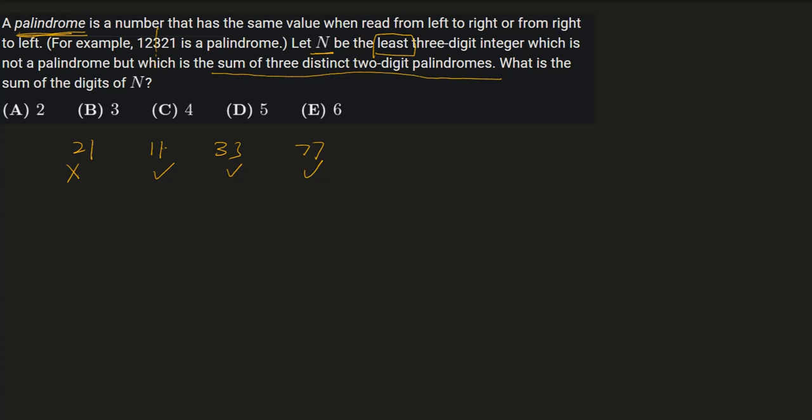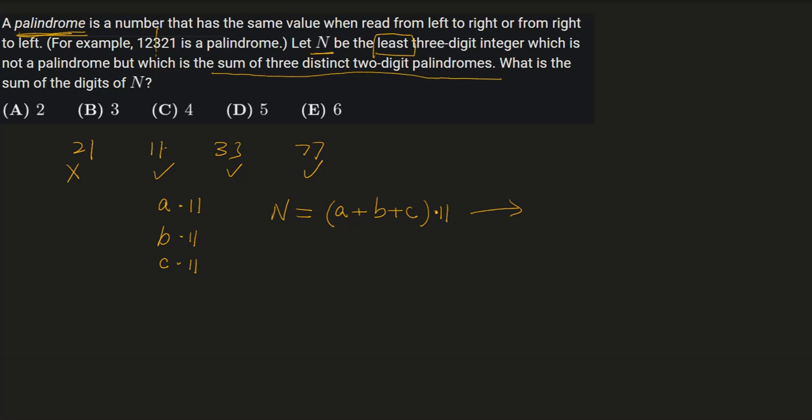So we need 3 distinct such 2-digit numbers to construct a 3-digit number which is not a palindrome. Then we know that we just need some multiples of 11, right? So let's call these 3 numbers, for example, the first number is a times 11. And the second number is b times 11. And the third 2-digit palindrome is c times 11. And we want this n to equal the sum of these 3, which is certainly (a plus b plus c) times 11.